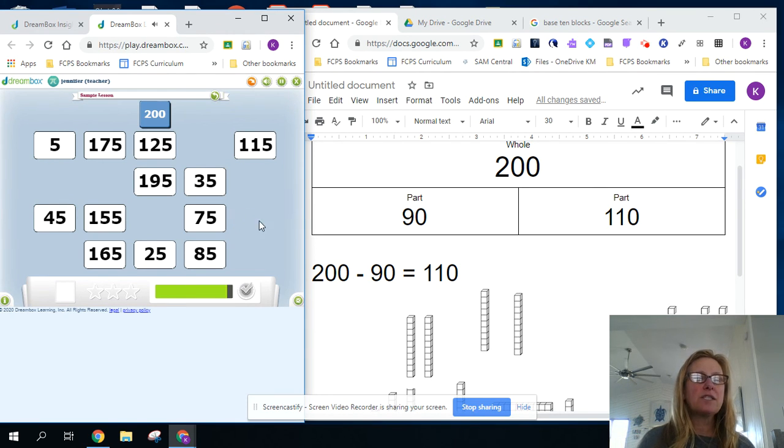I want you to go back to this lesson, and I want you to try to find the pairs that make 200. Be sure to use paper and pencil to help you persevere through the lesson.